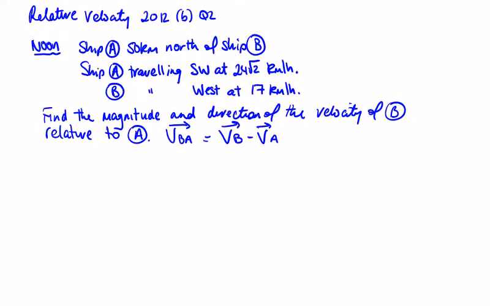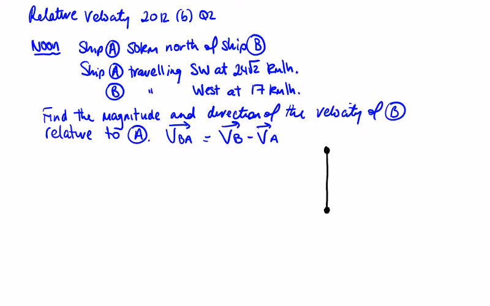Okay, so the 2012 relative velocity question, part B. Ship A is 50 kilometers north of ship B. Ship A is traveling southwest at 24 root 2 kilometers an hour, and ship B is traveling west at 17 kilometers an hour. Let's do a diagram.